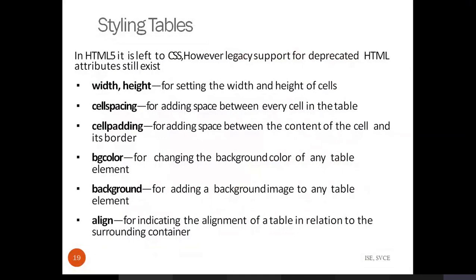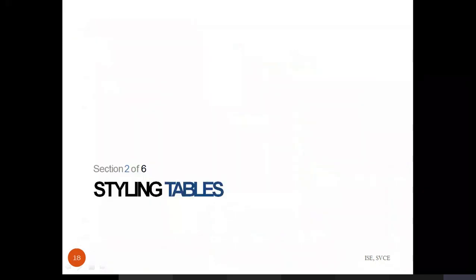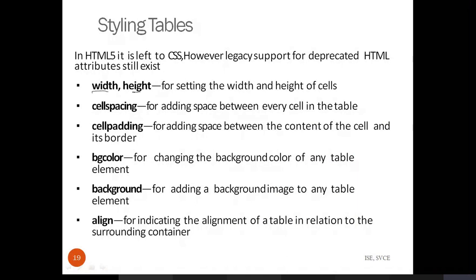You can just observe now the properties. What are the properties you can apply to the table? Just note down, we have already discussed these things. Width is a property that can be used to specify the width of the cell, and the height of the cell can also be specified using a CSS property. These are all CSS properties. Then cell spacing, which is the space between every cell in the table. That can be specified using cell spacing.